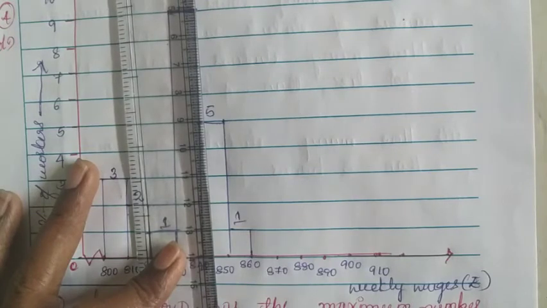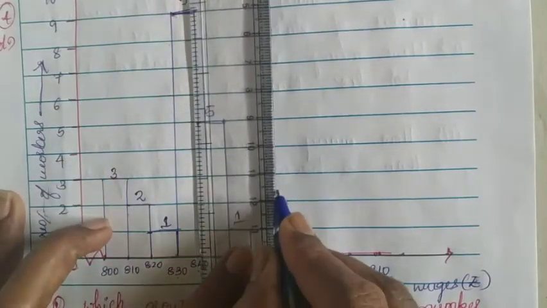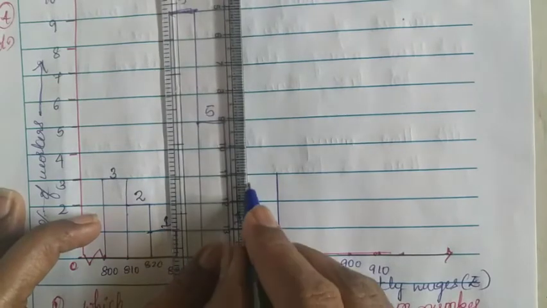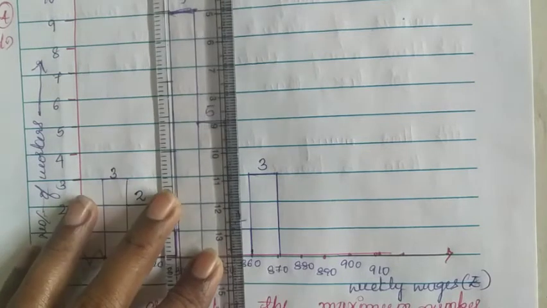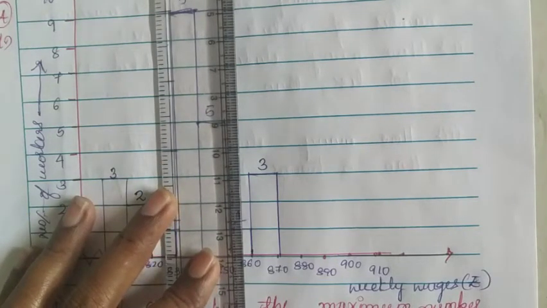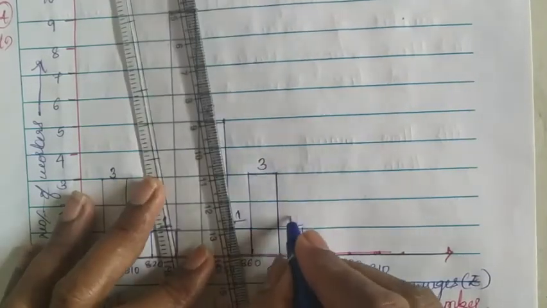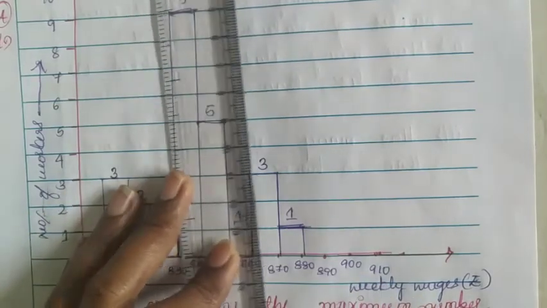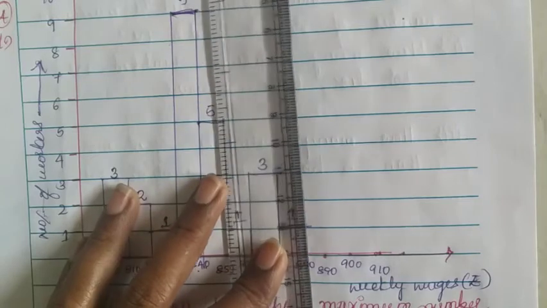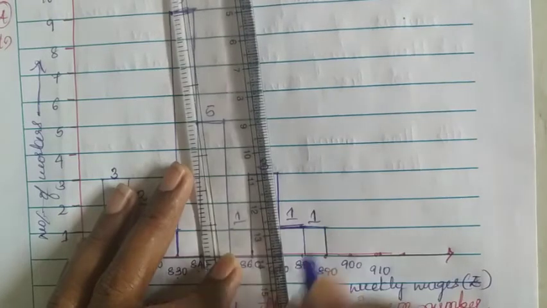The next group is 860 to 870. The frequency is how much? 3. Draw the bar up to the height 3 like this. Right here, 3. And next group 870 to 880. The height of this bar is only 1 because the frequency is 1. Draw that as like this. The next group, 880 to 890, is also height only 1 because the frequency is 1.